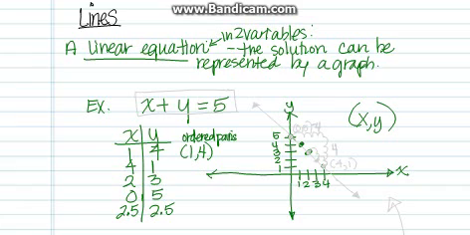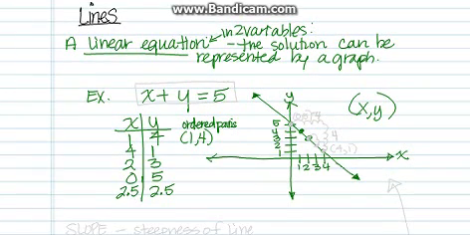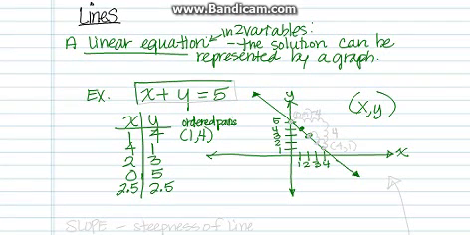Now if I connect these dots together, this line is formed. And it goes forever in both directions. I'm putting these arrows on here. But every single dot that makes up this line is a solution to this equation. It has to satisfy that equation.